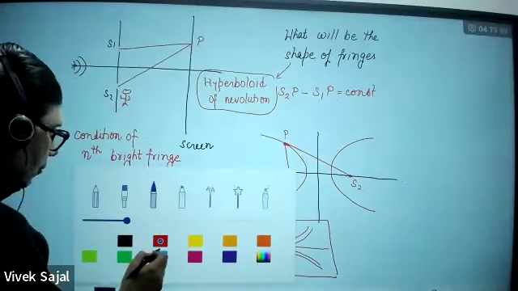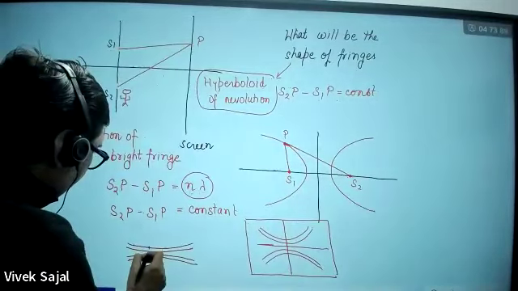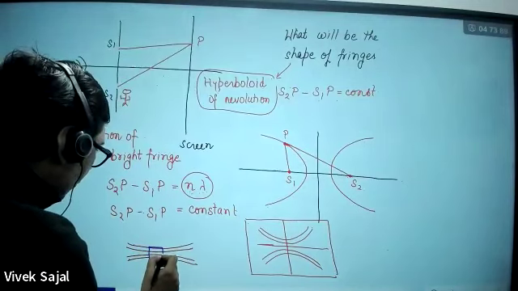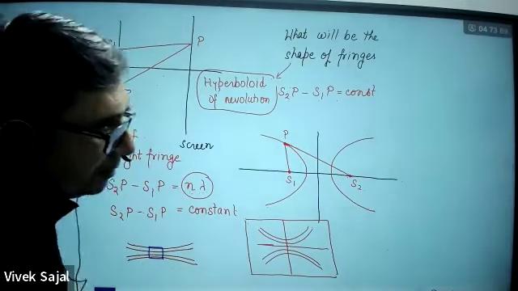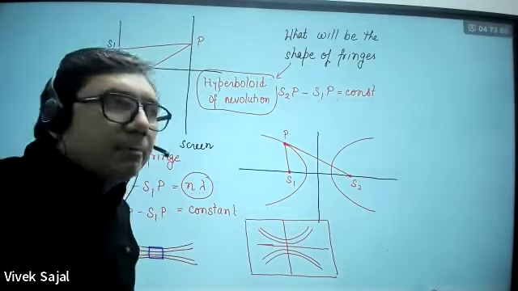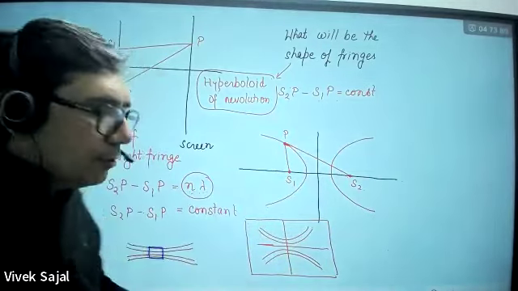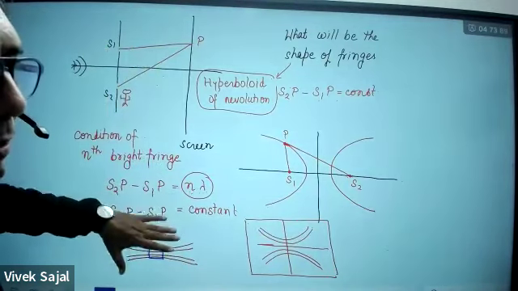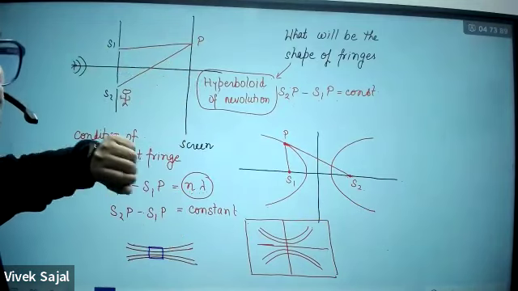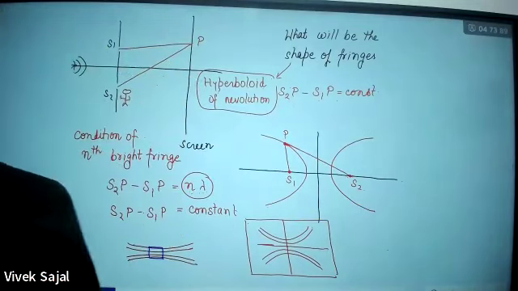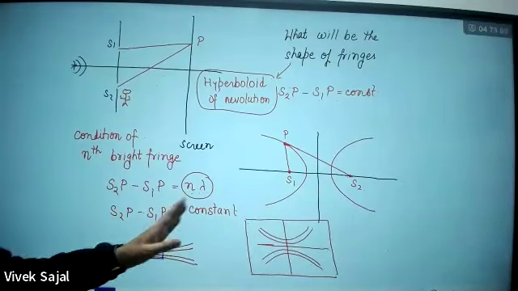And on the screen you observe only a very small part of these fringes. So that's why you observe only straight line fringes. When you are performing the experiment, you observe that these fringes are straight lines, but actually they are a part of a hyperbola in 2D. And in 3D, that will be a hyperboloid of revolution. So that is the shape of these. Now, next, is it clear to everyone?